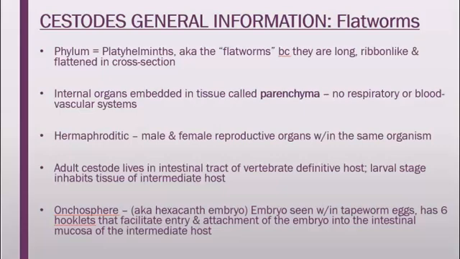The phylum is Platyhelminth. They are long, ribbon-like, flattened worms. If you were to cut them in half, like we talked about cutting the roundworms in half, the cross sections of flatworms would be flattened cross sections. The internal organs are embedded in tissue called parenchyma. The parenchyma for flatworms cause the flatworms to really not have a cavity for internal organs, so they don't have a respiratory or blood vascular system.